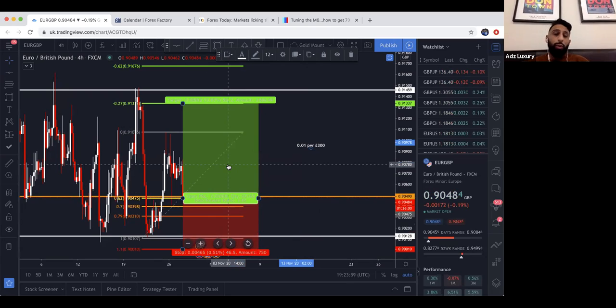Which is greater than a very large loss. So always look at your risk to reward ratios at all times. And on this one, this is about a 1-to-2 risk to reward ratio. Remember, risk to reward ratios are very, very important.